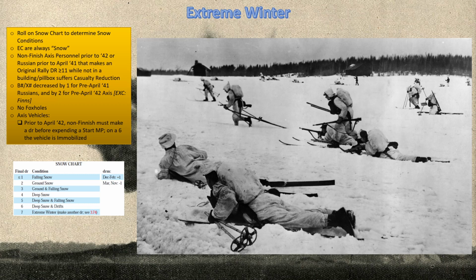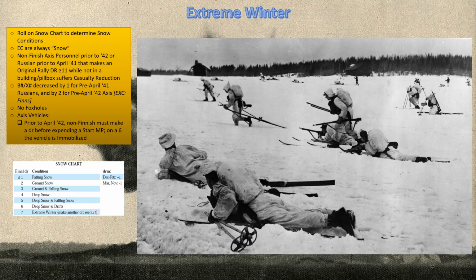Again, this will somewhat be augmented by the weather chart you can find in Chapter H under the fins. The results for extreme weather are the same, and you just have more of a chance of suffering this. Not a good time to be had by the troops. Again, you roll on the snow chart to determine the snow conditions. There's always going to be some kind of snow in extreme winter, obviously. EC are always going to be snow and all that that means.